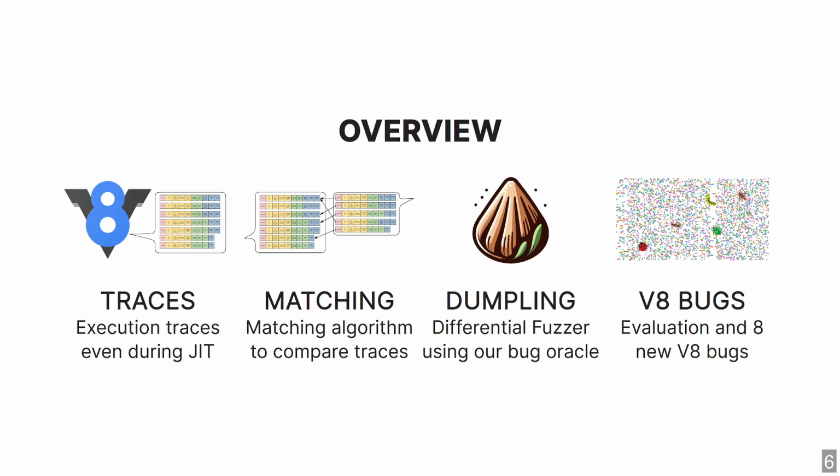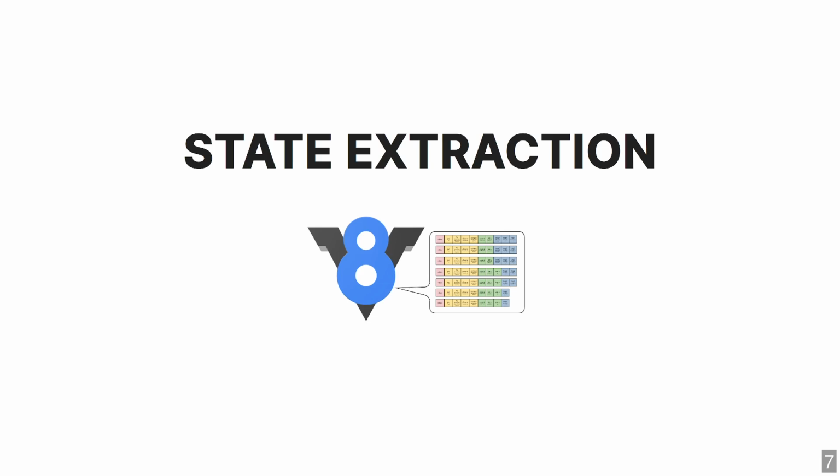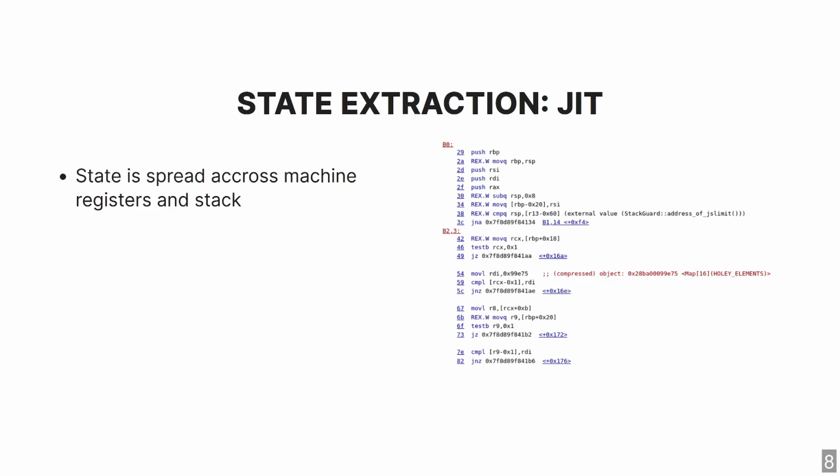Fuzzilli is a very good, very well-maintained JavaScript engine fuzzer with an extensive grammar and a way to generate interesting JavaScript. And with this, we find 8 new bugs in the otherwise well-tested, researched, and fuzzed V8 JavaScript engine. So let's talk about how we do the state extraction, especially during JIT.